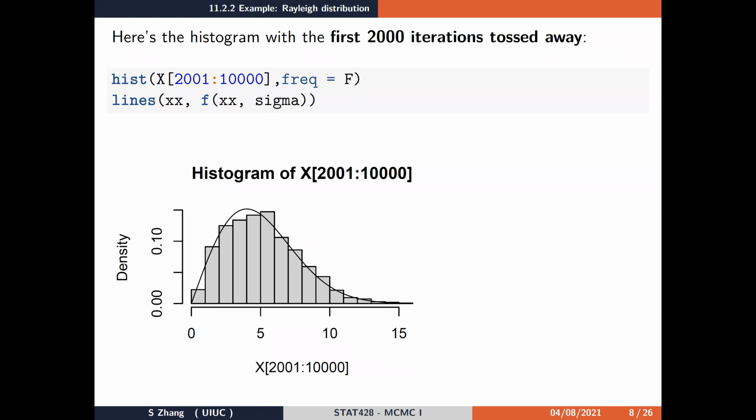Let's also take a look at the histogram. Okay, so maybe due to randomness, this is not a very good example. But we can also look at the histogram of the x draws with the first 2,000 ones tossed away. You can see that in this case, the draws are also quite close, and actually very close to the Rayleigh density.